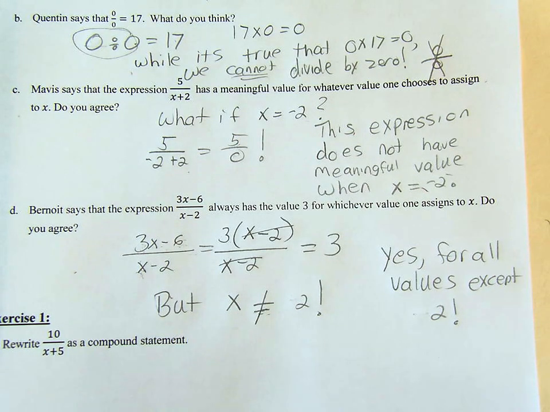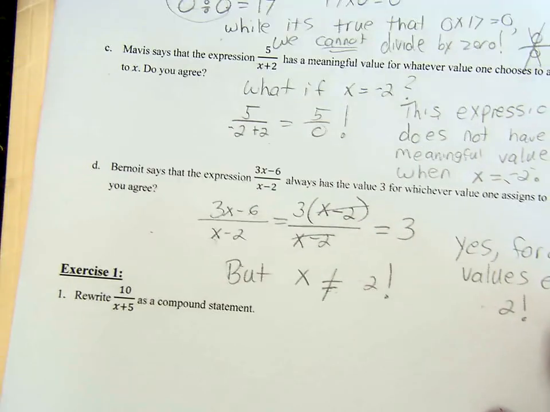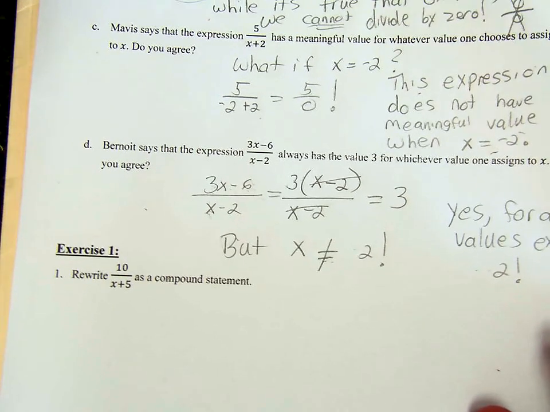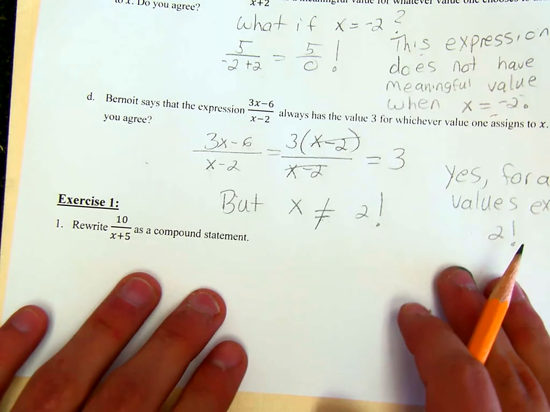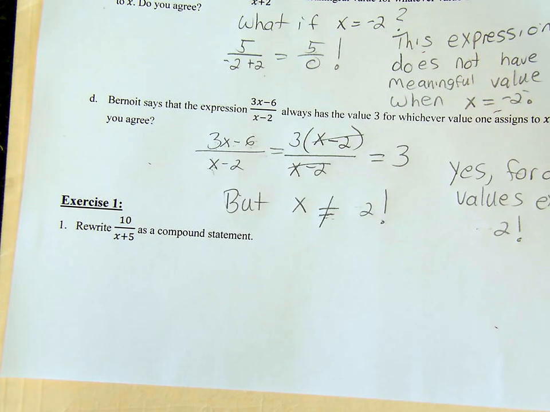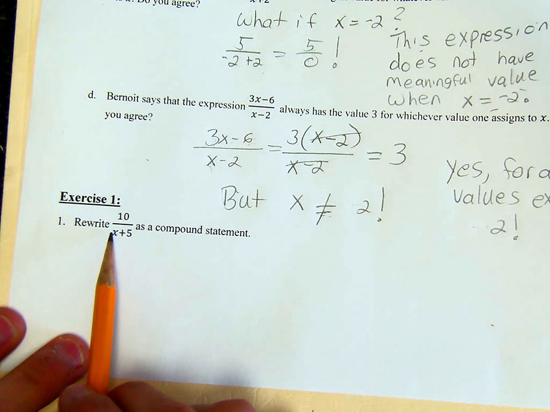If we look at exercise 1, they want us to rewrite 10 divided by x plus 5 as a compound statement. And with this, they want us to look at the denominator, x plus 5. So we know that 10 over x plus 5 will work for any values we assign to x, except if we have x equal to negative 5. Because if x is equal to negative 5, we'd have negative 5 plus 5 and have 0 in the denominator. And we can't have 0 in the denominator.